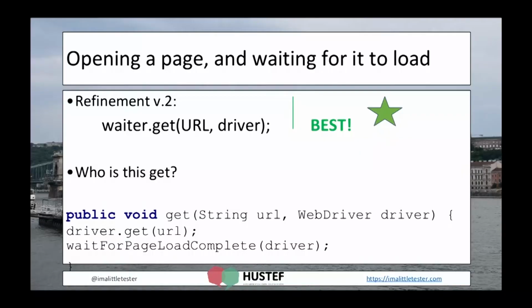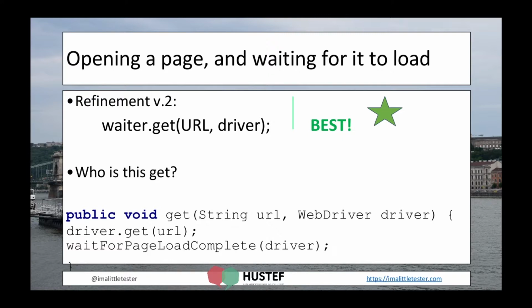Because you can improve on this, and you can create your own get method, which is nothing more than the method that I have here, which says driver.get URL, which was the first part in the earlier screen. So this is the part where I open a URL, and then I'm just waiting for the page to load completely. So this way, whenever I want to open a page, instead of saying driver.get URL and sleep, I'm just going to say waiter.get URL.